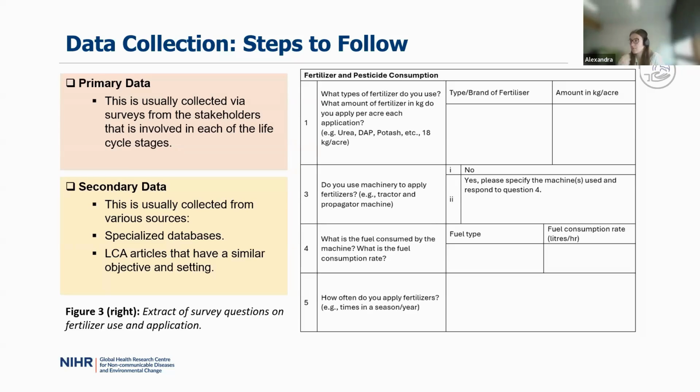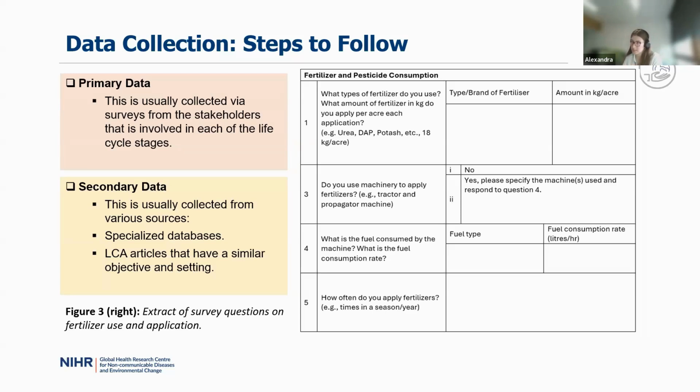So for each stakeholder, we would have to prepare a questionnaire with information that we know we'll need. Here to the right, we have an excerpt from a questionnaire on fertilizer and chemical consumption for cultivation. We don't only need to know what type of fertilizer, but also the amount. In this case, we chose kilograms per acre, but we can do per hectare. We chose this because it is usually the easiest metric for farmers to use. Also, it is important to know how it is applied, because if it's applied by machine or by hand, that may impact the results.